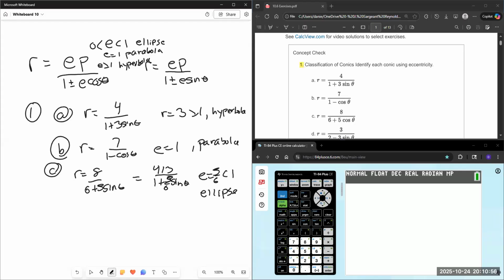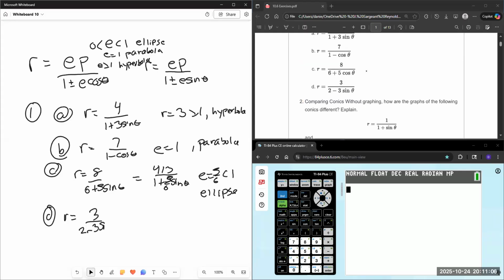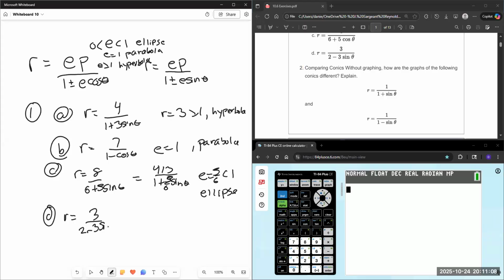And then D is R equals 3 over 2 minus 3 sine of theta. I'll pull this down. So that's 3/2 over 1 minus 3/2 sine theta. E is equal to 3/2, which is greater than 1. So I have a hyperbola.